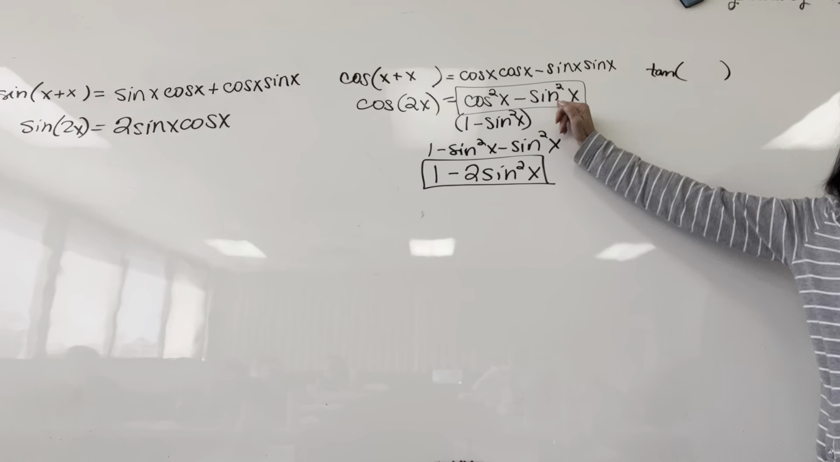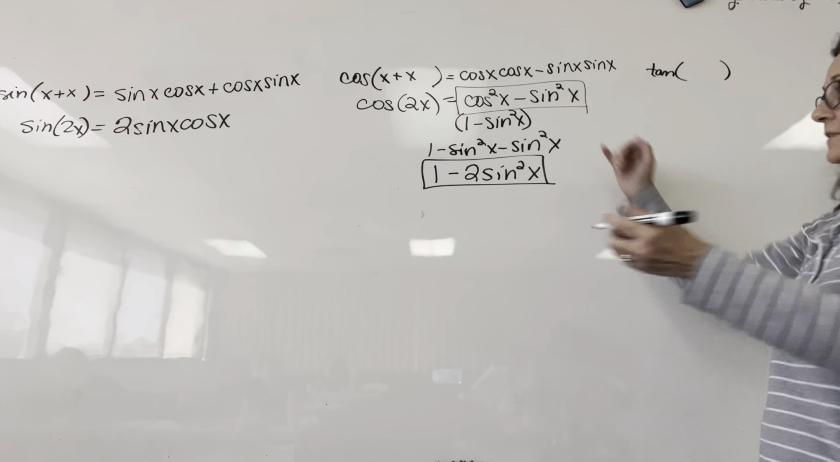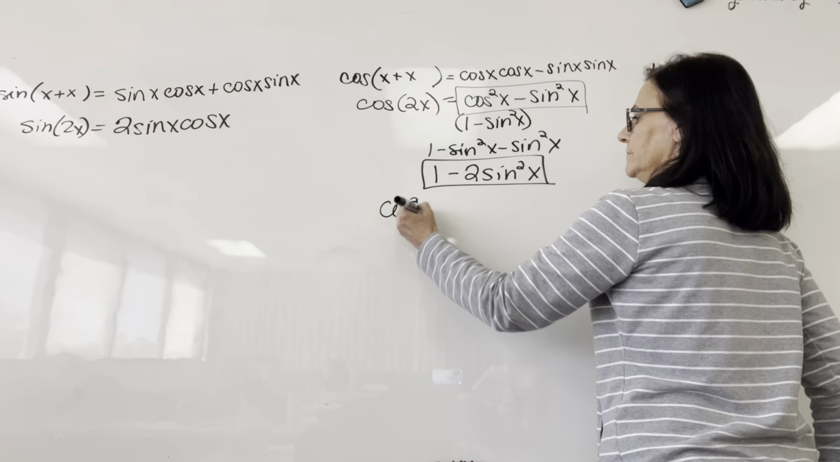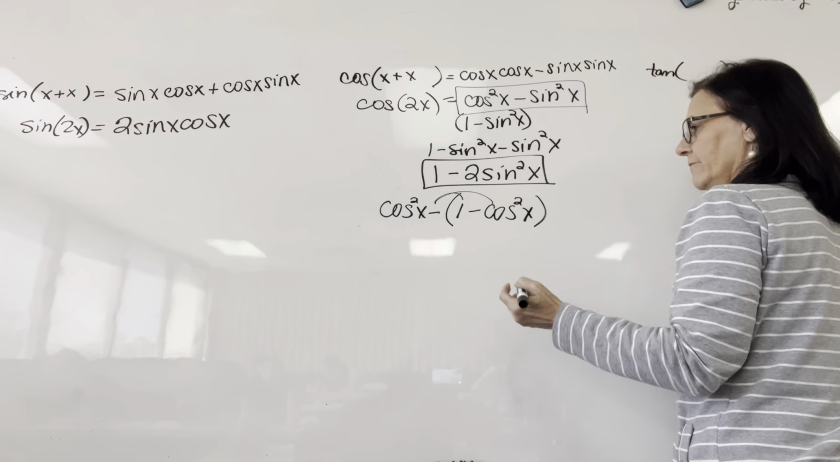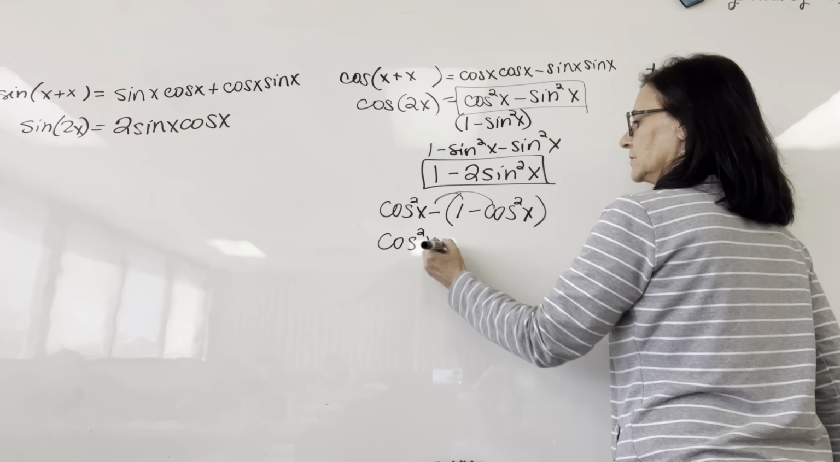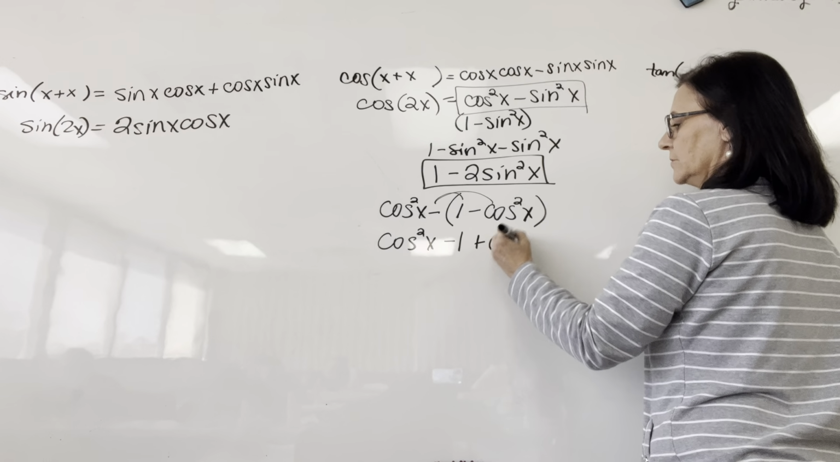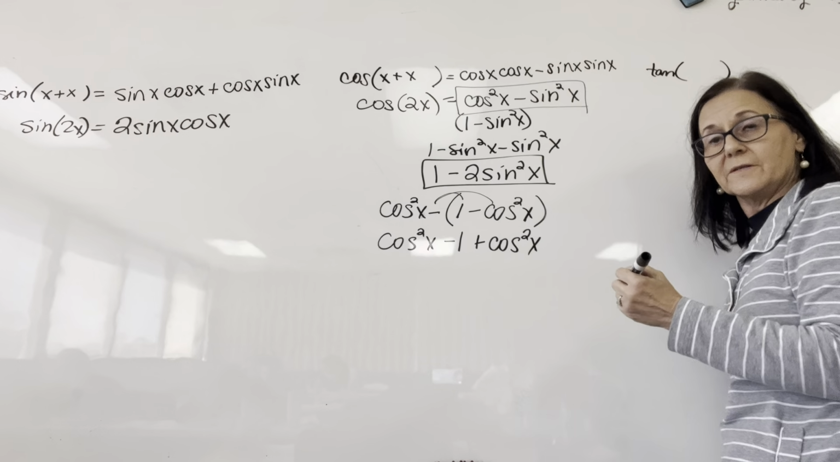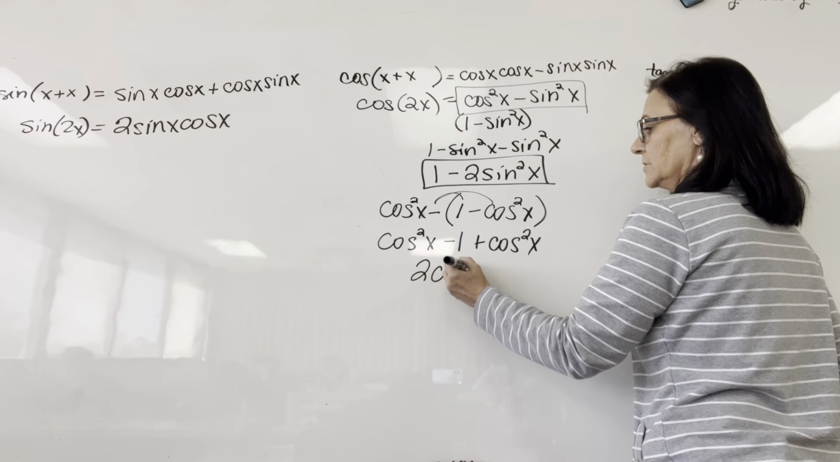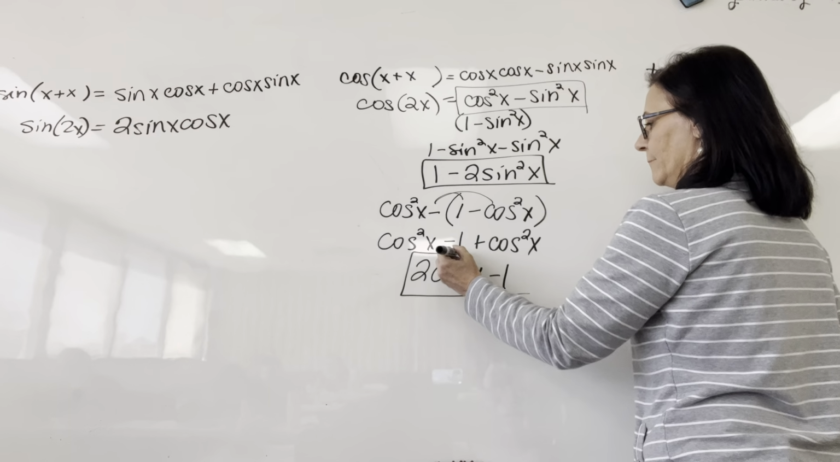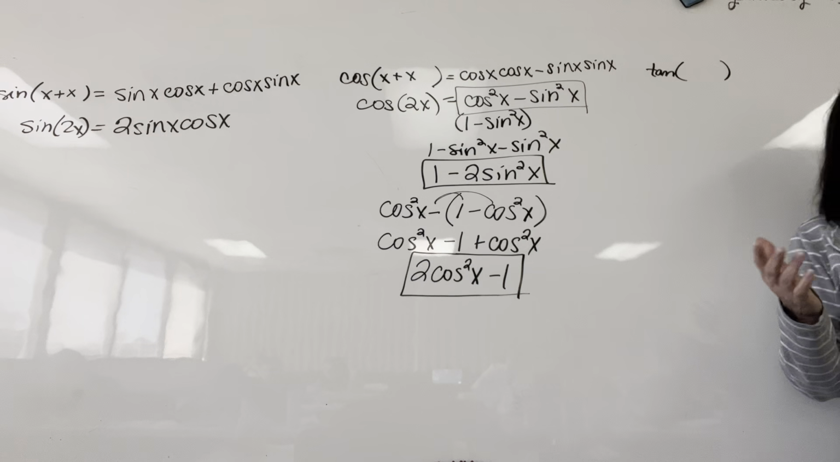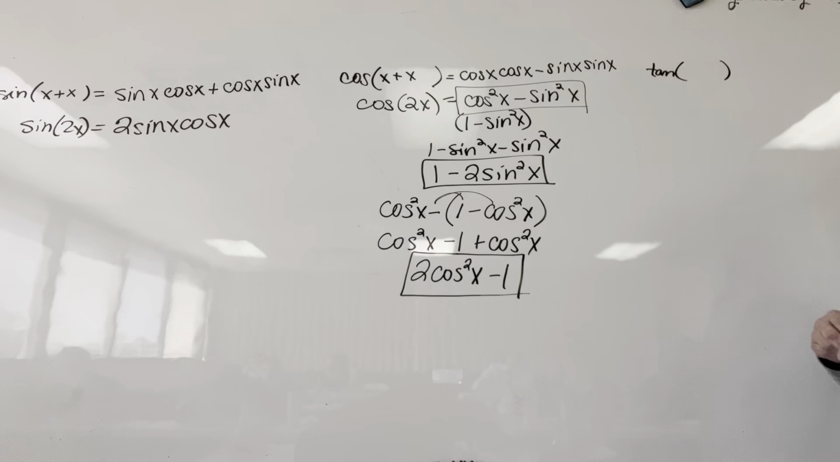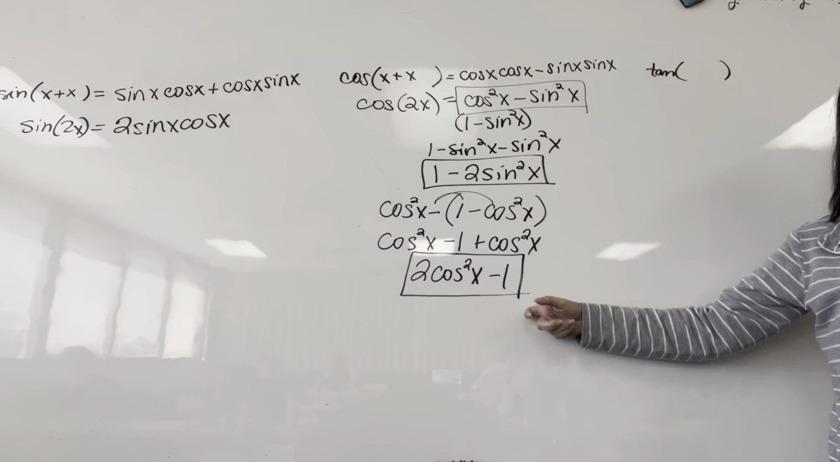What can I substitute in for the sine squared x? 1 minus cosine squared x. So if I do that, substituting in 1 minus cosine squared x, distributing the negative, cosine squared x minus 1 plus cosine squared x. We have two like terms. So it's 2 cosine squared x minus 1. All right, so we have three options for cosine double angle. Depends on what we want to do. If we want to go all to sine, this is where I'd go. If we want to go all to cosine, this is where I would go.